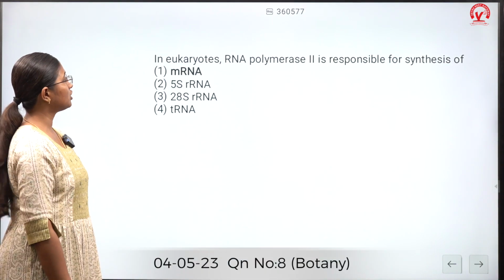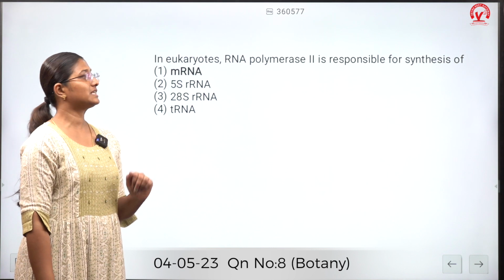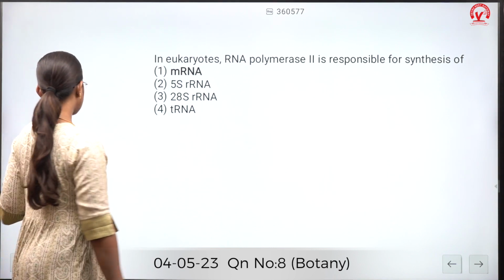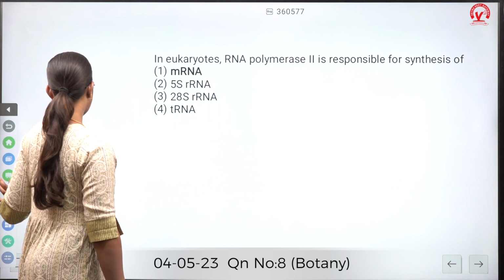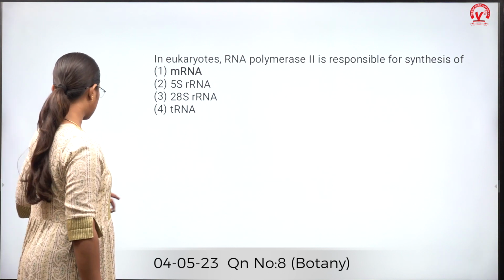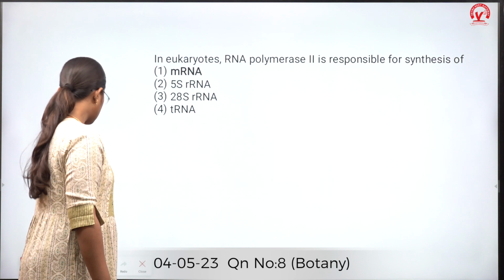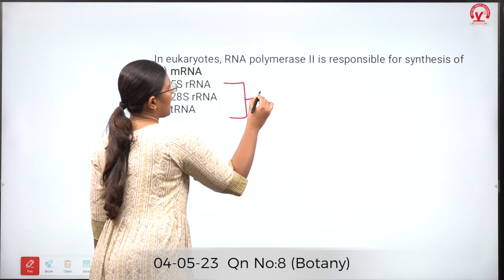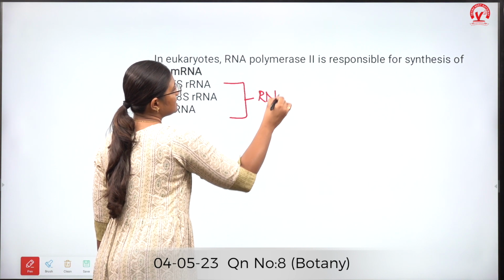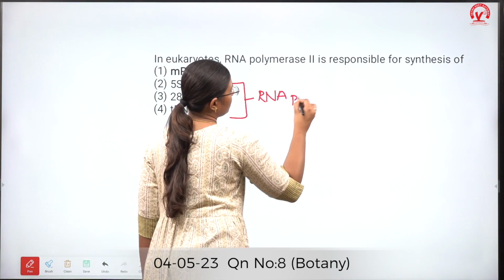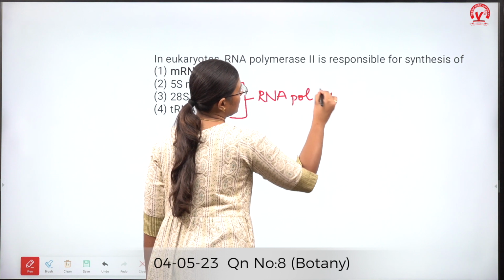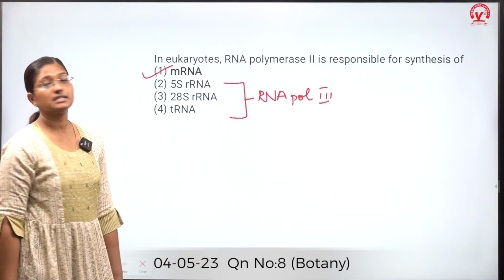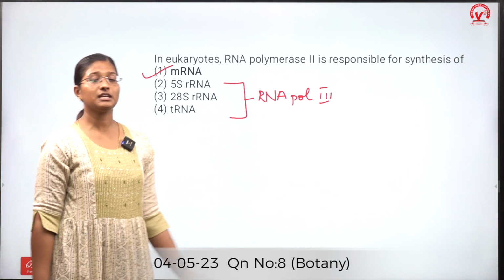In eukaryotes, RNA polymerase II is responsible for the synthesis of mRNA, 5S rRNA, 28S rRNA and tRNA. So we know that tRNA, 5S rRNA and 28S rRNA are synthesized with the help of RNA polymerase III, and mRNA is synthesized with the help of RNA polymerase II.